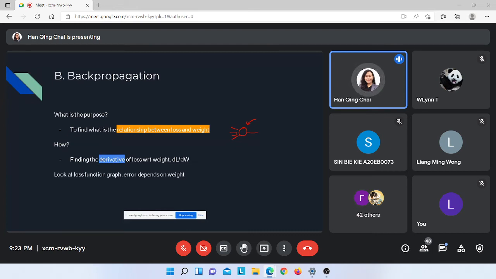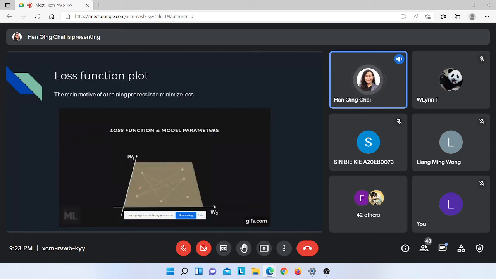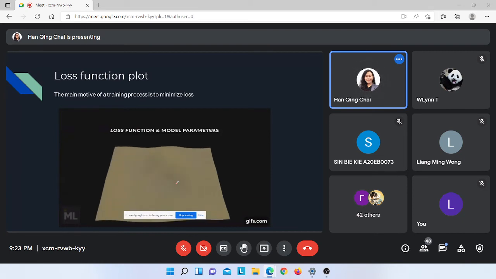So how do we do it? Okay, here comes the mathematical part again, the derivative of the loss with respect to the weight. We call it the partial derivative of L over the partial derivative of W. So this you just have to know: the loss function of a graph, this error, or we call it the loss, depends on the weight. Just remember, loss and weight are correlated. Okay, so moving on. You can see that this is the graph that we discussed earlier.